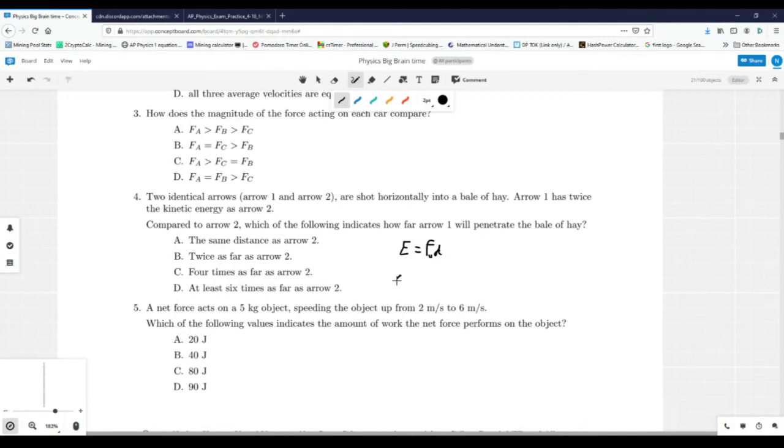So if we then solve for d, we would get d is equal to kinetic energy over the force of friction parallel. And we know this is a constant. So if we double kinetic energy, what happens to the distance? If you double kinetic energy, it goes twice as far. Just look at the equation. If you double kinetic energy, what happens to the distance? 2 times energy equals 2 times distance, right? Yeah, it would be twice the distance.